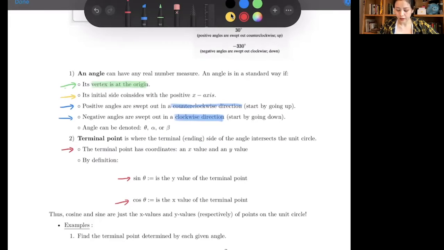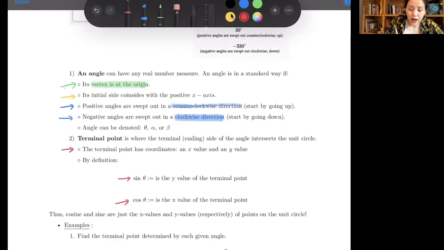Okay, so let's jump into an example to demonstrate what we have been talking about. I want you to find the terminal point determined by each given angle. So the first angle is theta equals pi over 4. If you have a hard time imagining your angle in radians, you can change it into degrees. So I want to change pi over 4 into degrees.